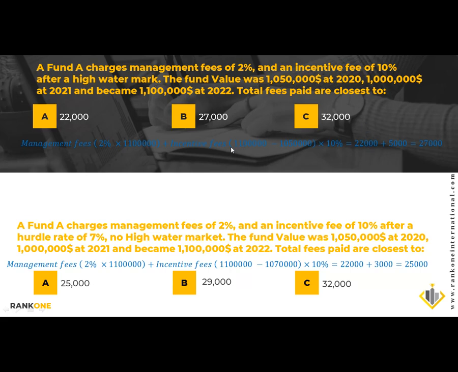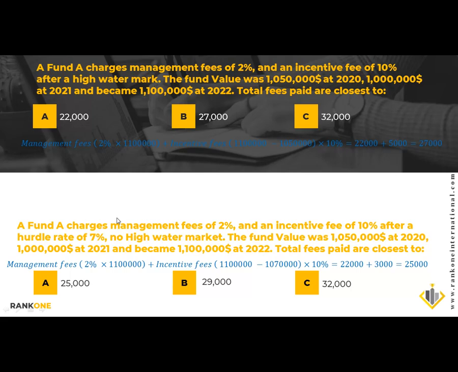Now incentive fees. Here we have a high watermark. The highest amount reached before 1,100,000 is 1,050,000. So we do 1,100,000 minus 1,050,000. The incentive fees are paid only on 50,000. So 50,000 times 10% equals 5,000, and the answer is 27,000.